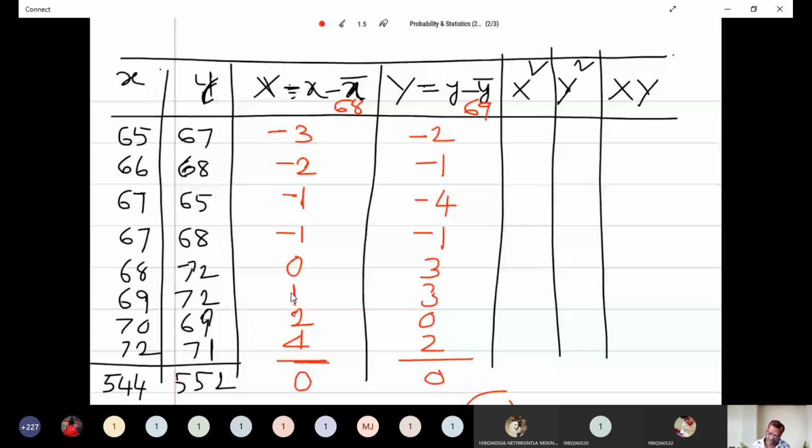Now, X square is equal to 9, 9, 4, 4, 1, 1, 1, 0, 0, 1, 1, 4, 4, 16, 16. Add all these values. Summation X square is 36.